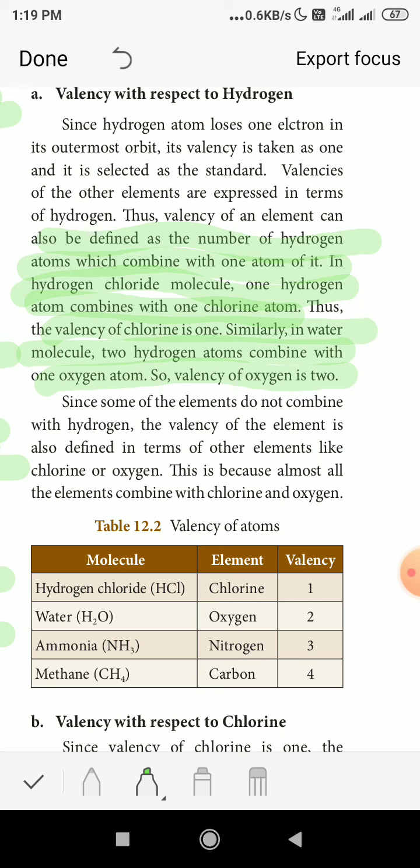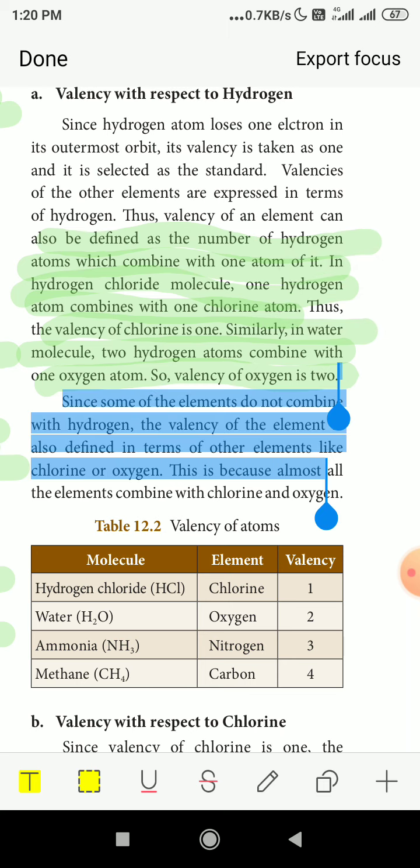Since some elements do not combine with hydrogen, the valency of an element is also defined in terms of other elements like chlorine or oxygen. Those elements which do not combine with hydrogen have a tendency to combine with chlorine or oxygen. So on their basis we state the valency for the other elements. This is because almost all elements combine with chlorine and oxygen.